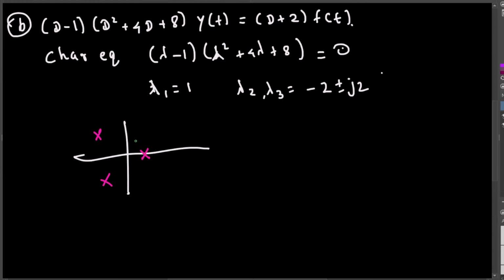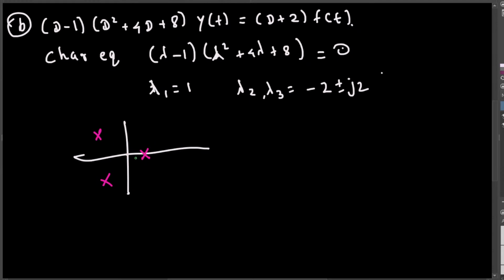So what should we do? First you have to look at, do you have anything in the positive? If you have any positive value, that's automatically going to be unstable. It doesn't matter whether you have anything negative or 0, it's automatically unstable. And then let's say you have something in the 0 and negative, then that's going to be marginally stable.